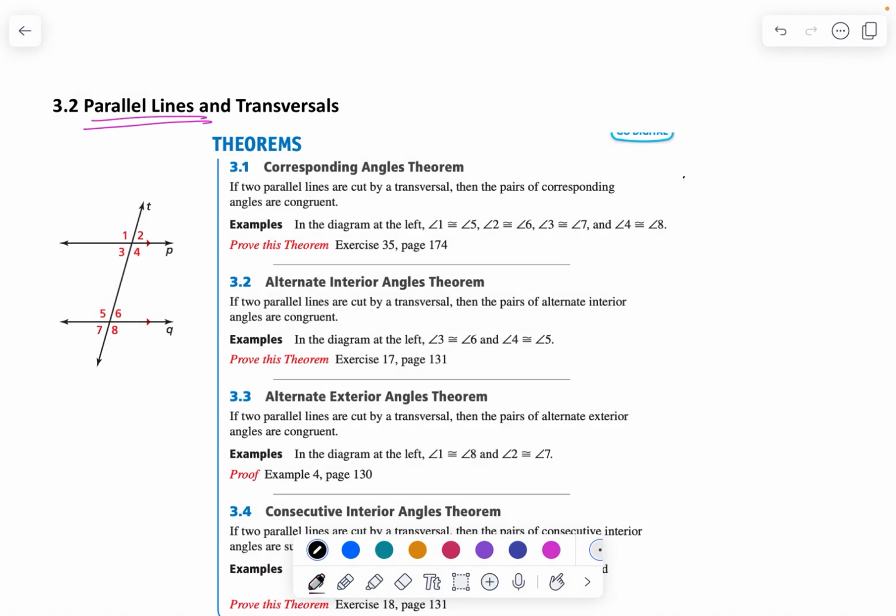All right, today we're going to talk about section 3.2, where we're still talking about those angle relationships we learned in the first section. But now we're going to apply it to parallel lines. So all those angle relationships we talked about yesterday: alternate interior, corresponding, alternate exterior, consecutive interior. We're going to look at all those again, but now specifically with parallel lines.